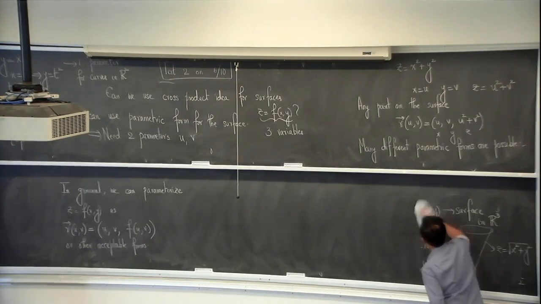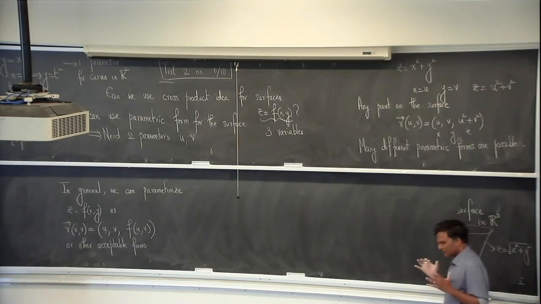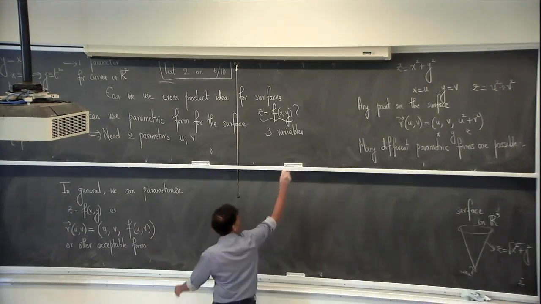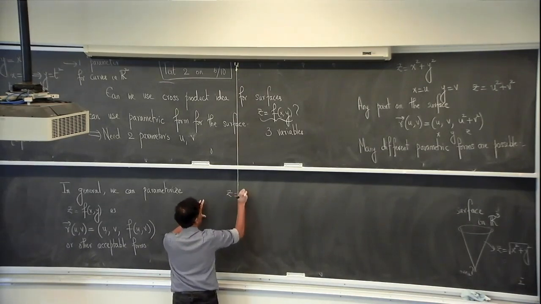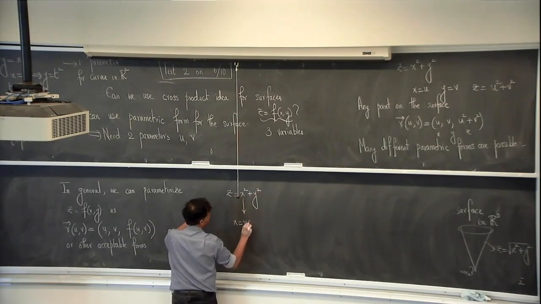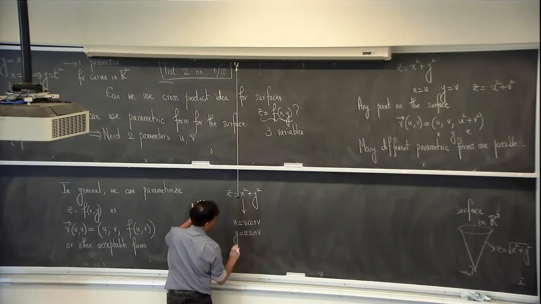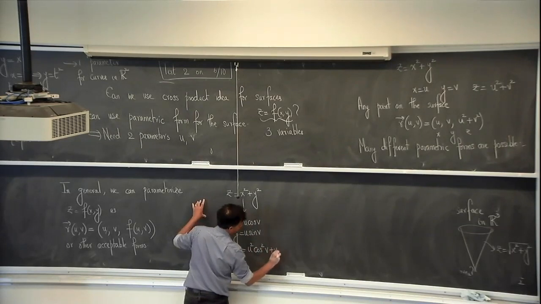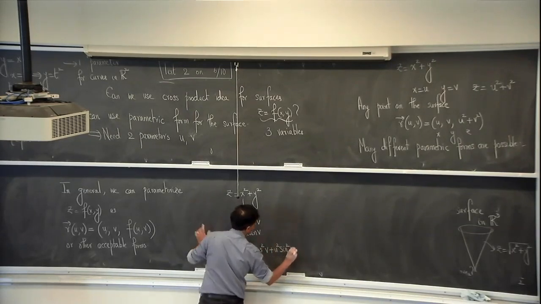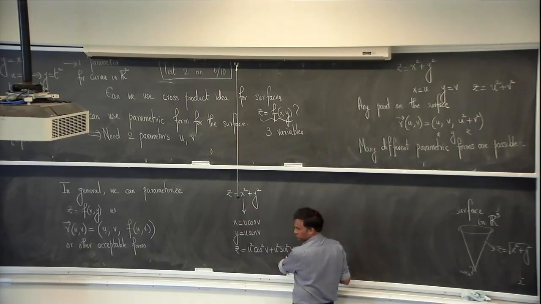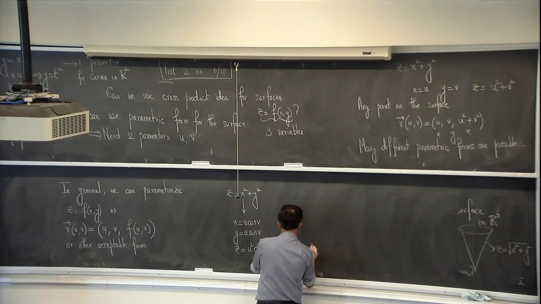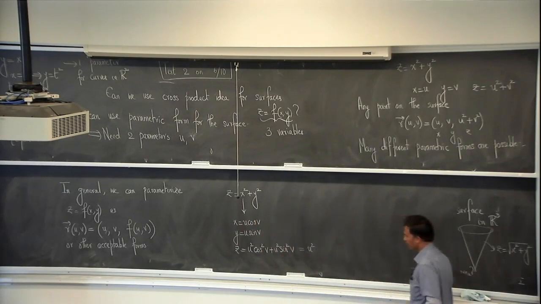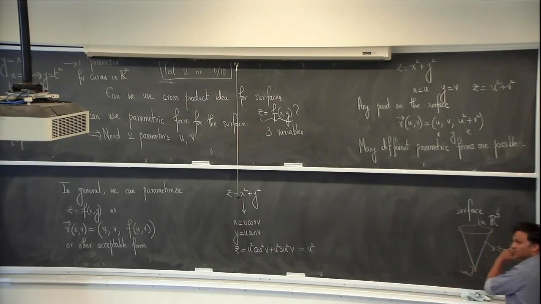What do you mean by other acceptable forms? Another way of writing the same thing, z equal to x square plus y square, is you can write x equal to u cosine v, y equal to u sine v, and z equal to u square cosine square v plus u square sine square v. That is your x square plus y square, and that's equal to u square times cosine square plus sine square, which is 1. So that is another way of writing the same surface.